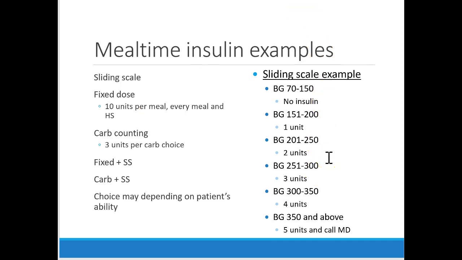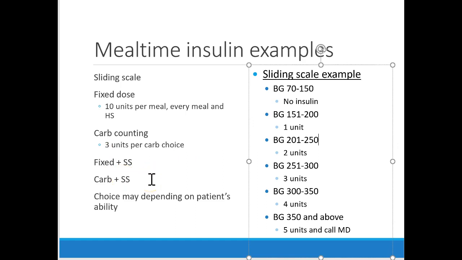So let's say somebody's eating 5 carb choices at mealtime, so it's going to be 15 units they're going to inject. And let's say prior to their meal, their blood sugar is 210, then they'd be adding 2 units on top of that. So that's a common example of how carb counting plus sliding scale works.